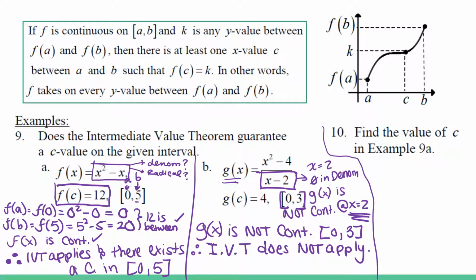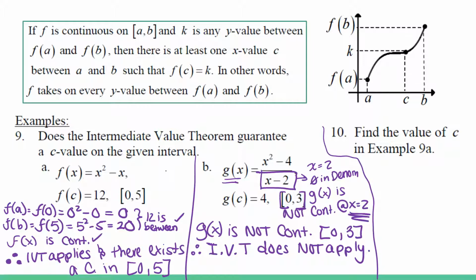All right, let's look at 10. 10 is a little different. It's referring back to our 9a example over here. And our 9a example is going to ask us to find the actual value of this c. Right, we said it exists, now what is it?